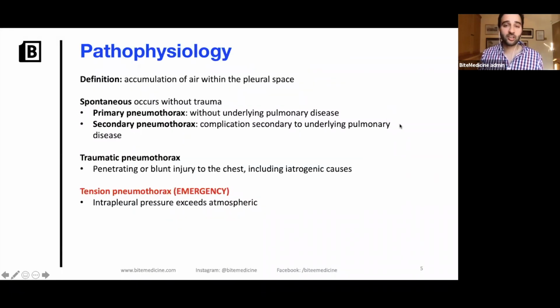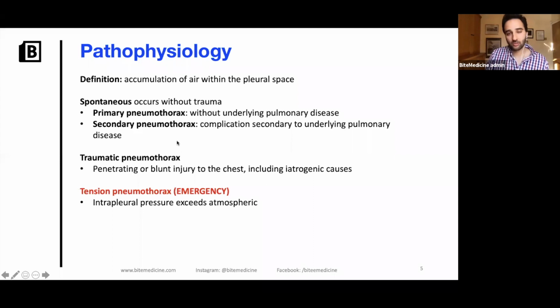So pathophysiology of a pneumothorax. Really straightforwardly, it's accumulation of air within the pleural space, so the space between your visceral and parietal pleura. Spontaneous occurs without trauma, such as in this case, and a primary pneumothorax is when you don't have any underlying lung disease. So typically it's young, tall, thin patients, fit and well, who suddenly get chest pain and shortness of breath. So that's what this guy has.